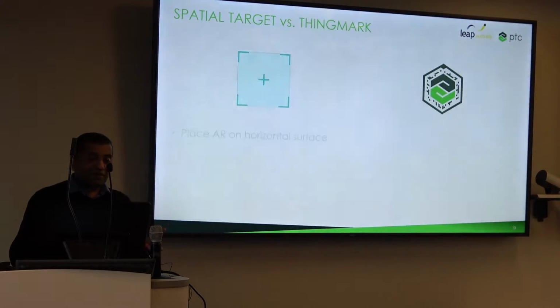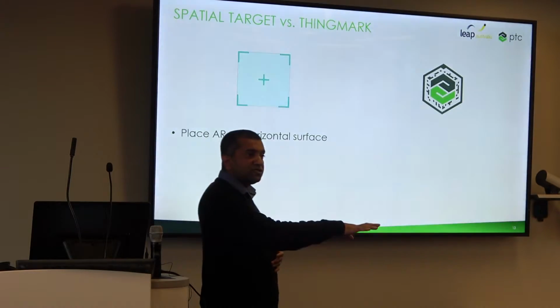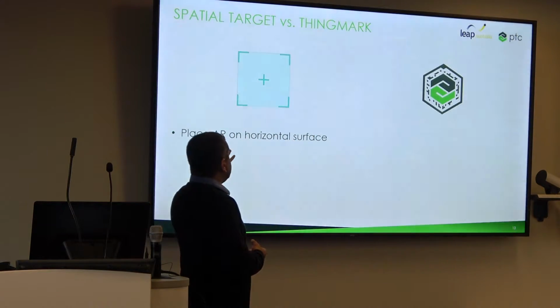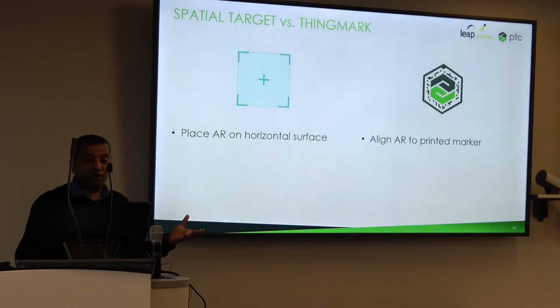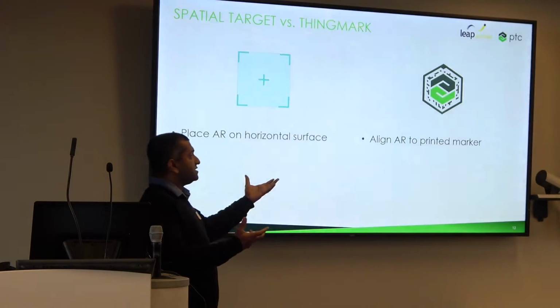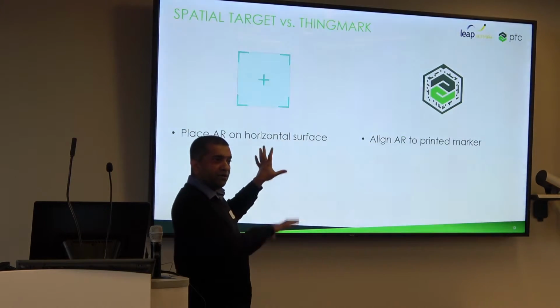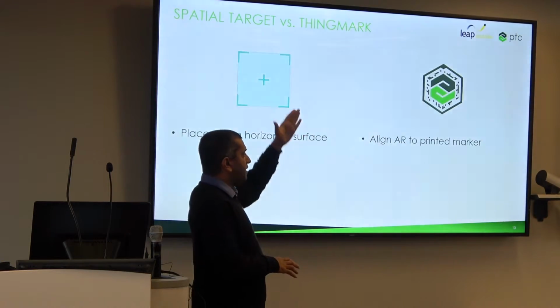So what that spatial target is for those users who want to quickly place a model on a horizontal surface, like exactly what I showed you before, we can use a spatial target. Or if some people want to show that on a ThingMark, a ThingMark is an image target, if you like. Some days we show that on a wall, not a horizontal surface, and show how it looks on a vertical surface.